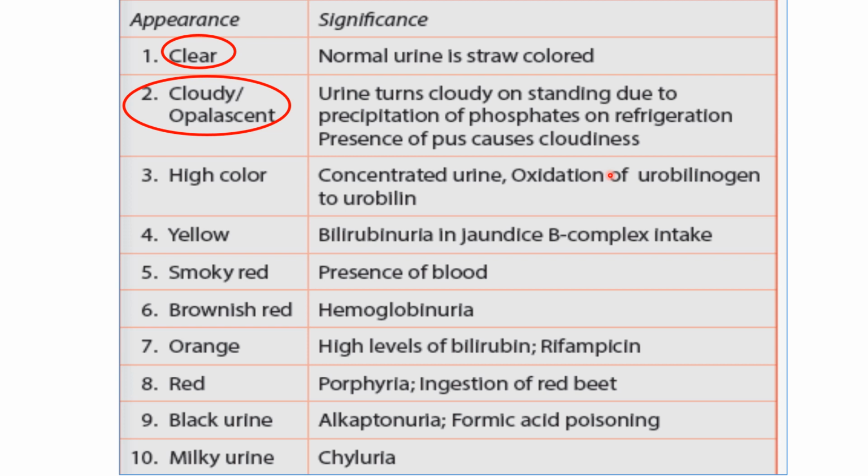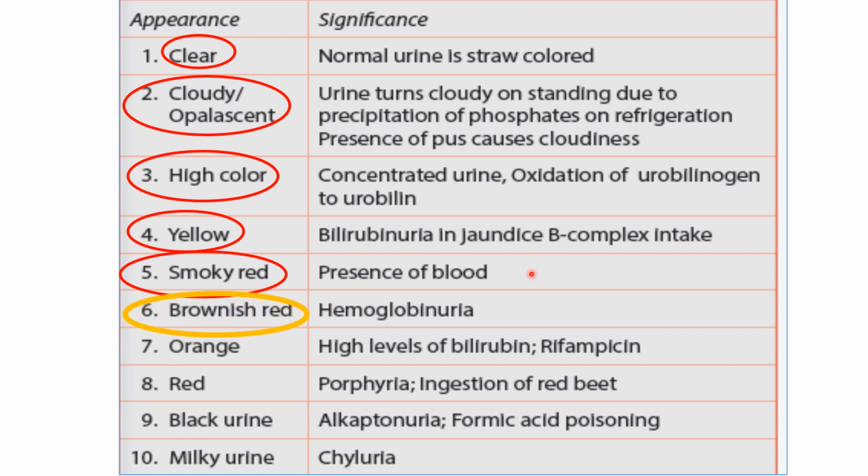High color can be due to concentrated urine oxidation of urobilinogen to urobilin. Yellow colored urine is seen in bilirubinuria due to the presence of bile salts or bile pigments in jaundice, or it may be due to vitamin B complex intake. Presence of blood shows smoky red color.